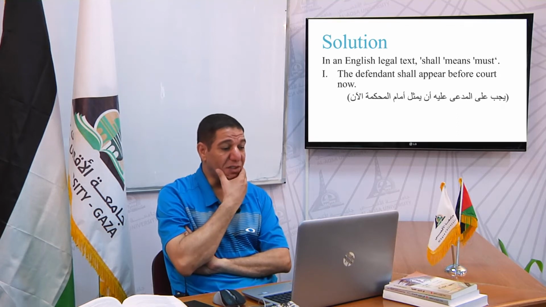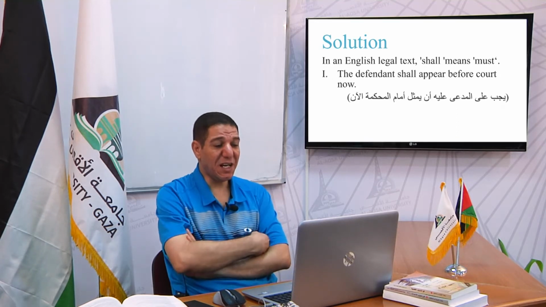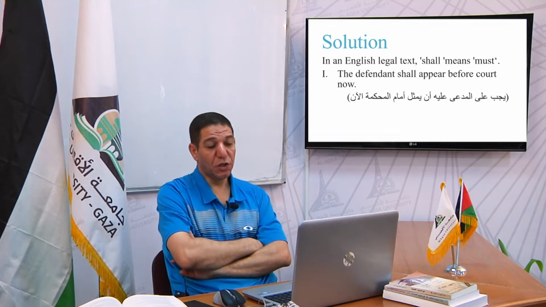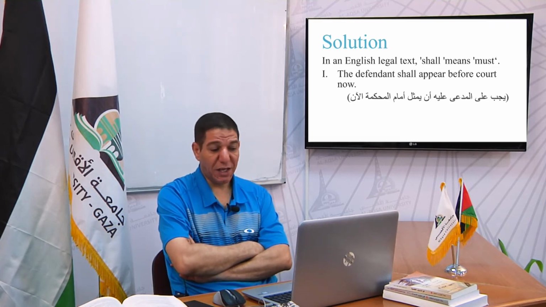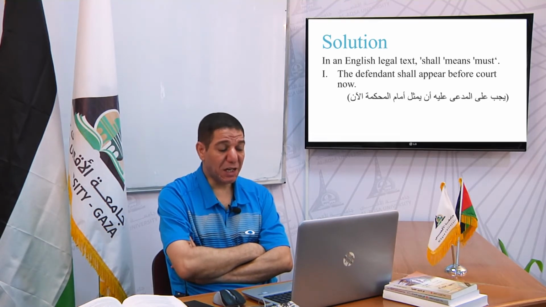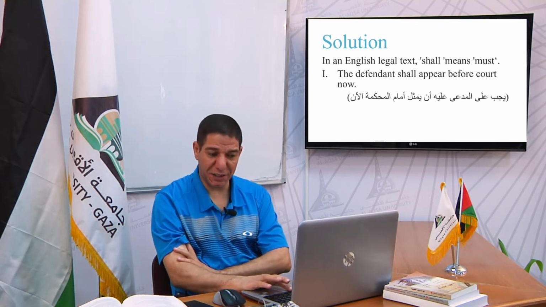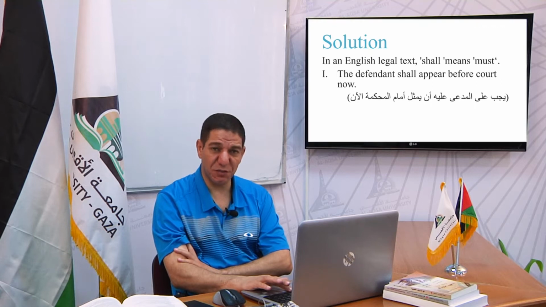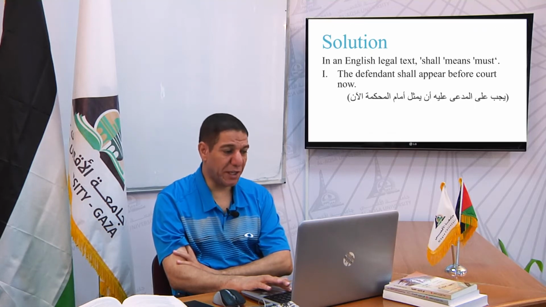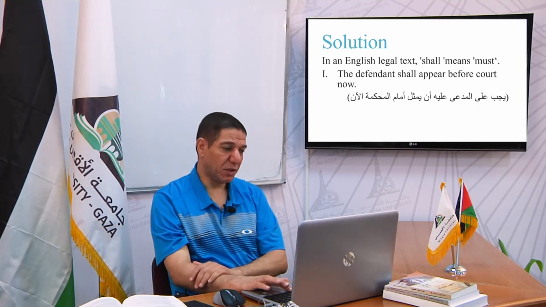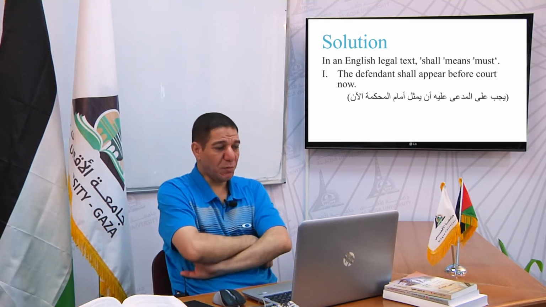أمام المحكمة الآن. And see how shall becomes يجب. You can say also على المدعى عليه المثول أمام المحكمة الآن. على المدعى عليه. It can signify obligation as well. Obligation الوجوب.